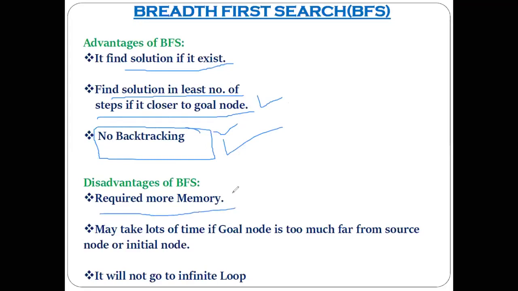Disadvantage, as we have discussed, it requires more memory because it has to store and explore each and every node. And it may take a lot of time if the goal node is too far from the source node or the initial node. So it depends on where your goal node is.